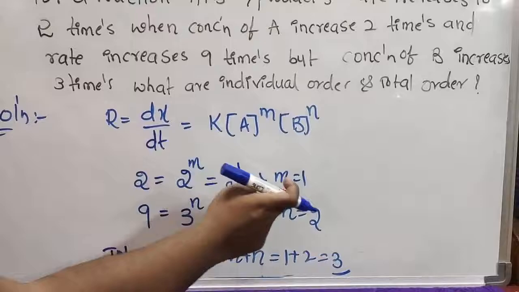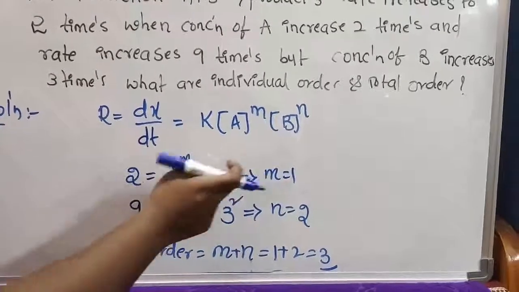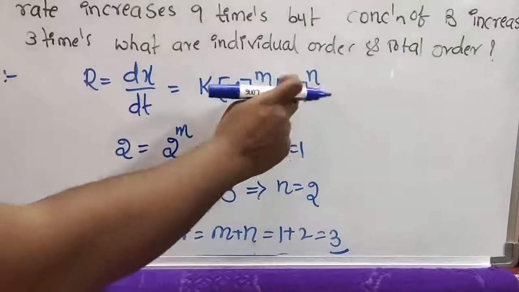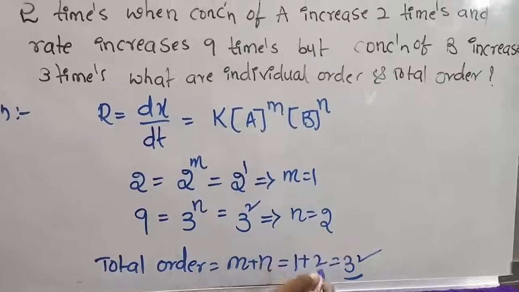Order with respect to A is 1. Order with respect to B is 2. And total order is 3. So order of reaction is 3.